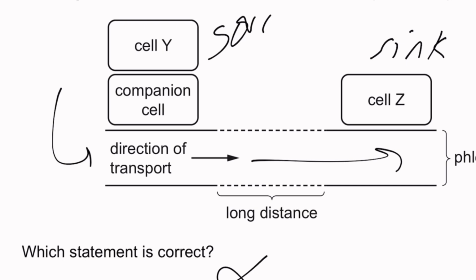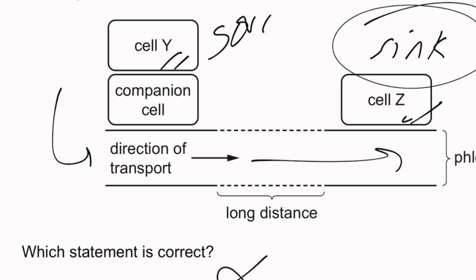Cell Z can be above or below cell Y. Cell Z, cell Y, yes, sure. Translocation happens in both directions, up and down, so it doesn't really matter. Cell Z must be a photosynthetic tissue. Cell Z does not need to be a photosynthetic tissue because it's the sink, it's the receiving end. Cell Y allows glucose to move to the sieve tube via the companion cell.